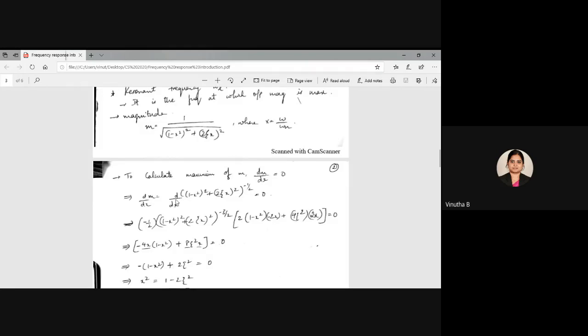I'll repeat it, d by dx of this entire thing you have to differentiate. So this minus half comes here, write down this entire thing as it is, and now you have to write here minus half to the minus half plus 1, right? N plus 1, so n is minus half, so this is minus 3 by 2. Again you have to start differentiating the terms which are inside.